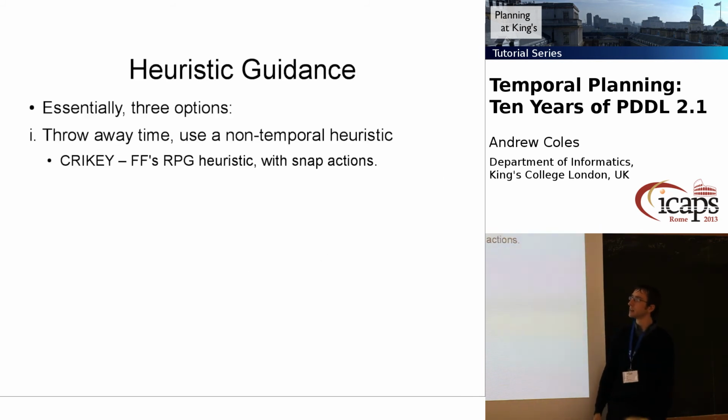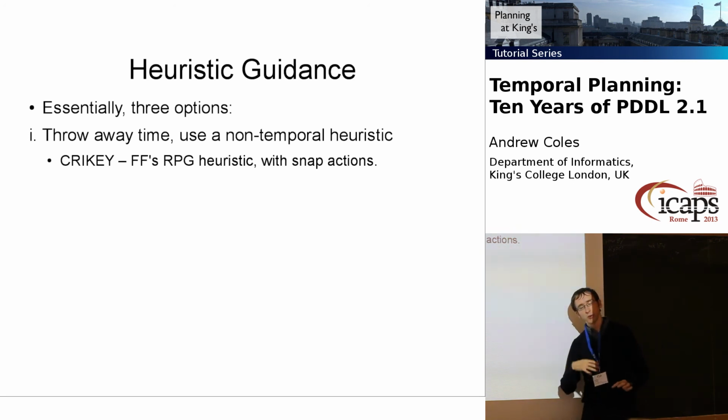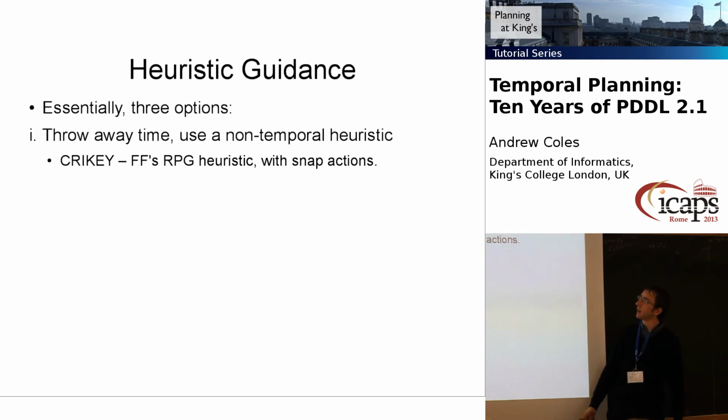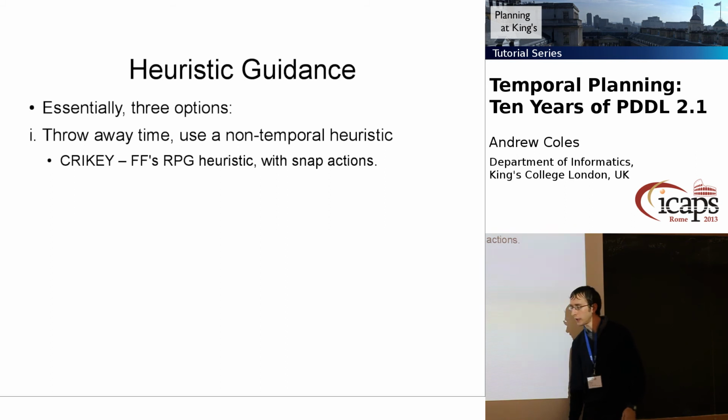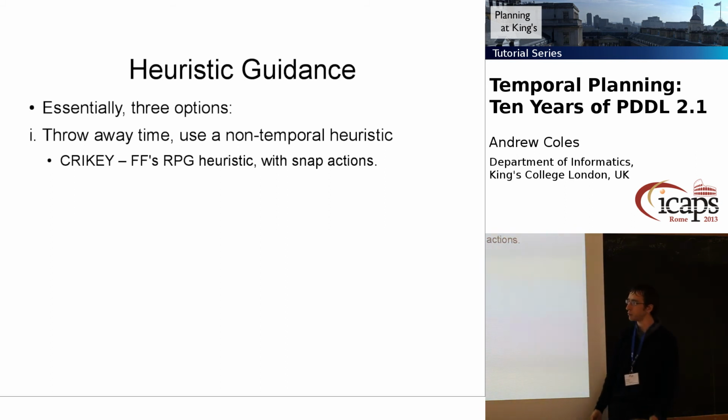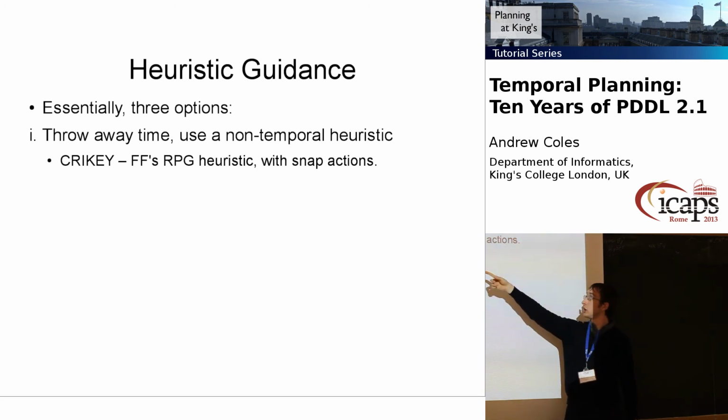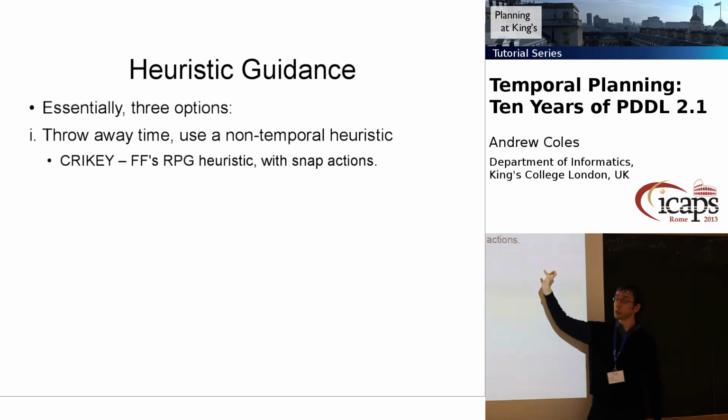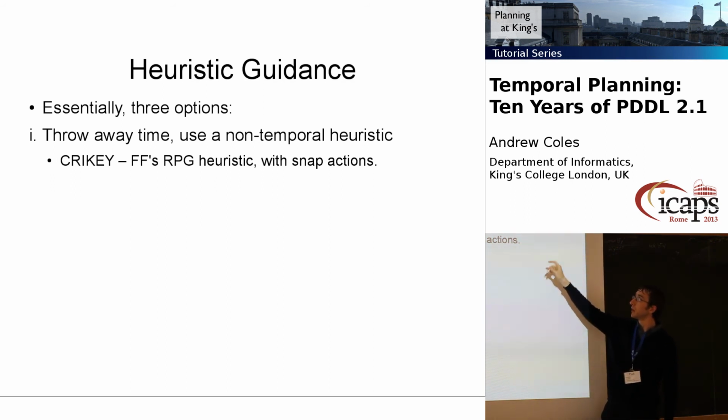So heuristic guidance is thankfully something which we are a little better at. And essentially there are three options. There's the good old option of pretend we're not doing temporal planning, put in an off-the-shelf non-temporal heuristic and use it. So early versions of the planner Crikey took FF's RPG heuristic, just found the RPG heuristic value using snap actions, so using the LPGP start and end actions. So that's a sort of zero modification. You keep the glue fact to fact AS, but say you can't end an action unless you started it, but you can use any other non-temporal heuristic as you like. So that's option one.